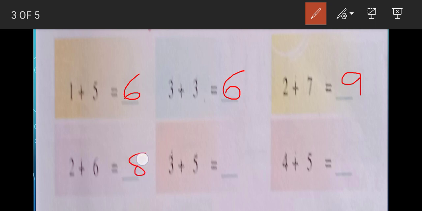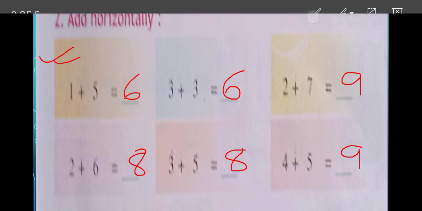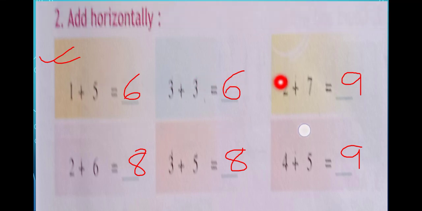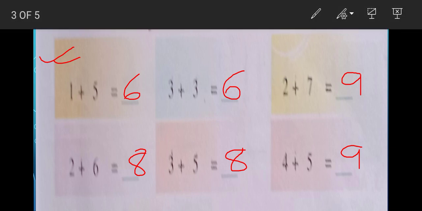Again 6 plus 2 is 8. Then 5 plus 3 is how much, students? Yes, it is also again 8. Now 4 plus 5 is 9, isn't it? So here also, in add horizontally, you will do only the first 3 sums in your copy. That means this one and this one you will do in the copy, and everything you will be doing in the textbook. In the same way we are going to do question number 3.